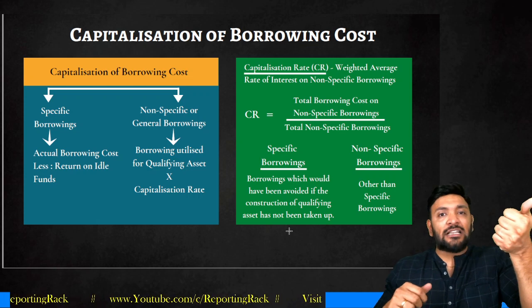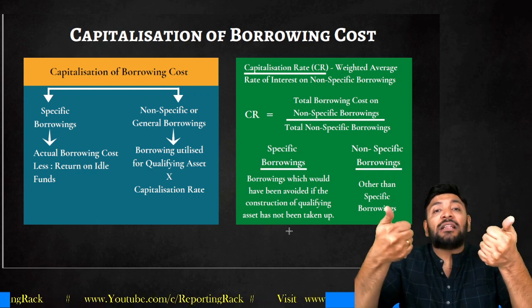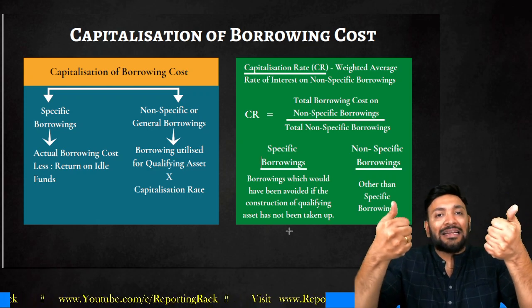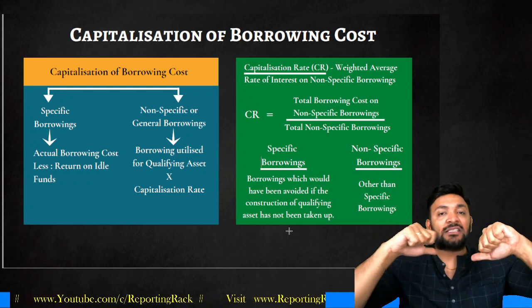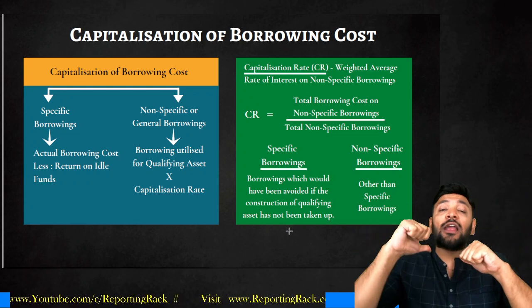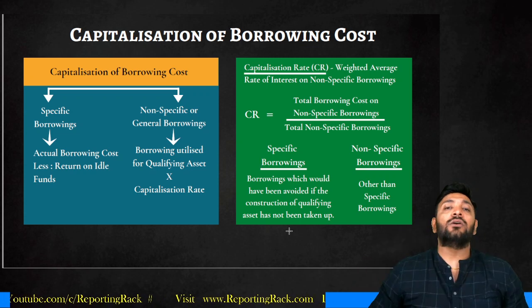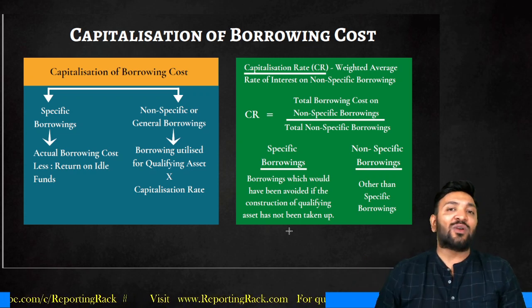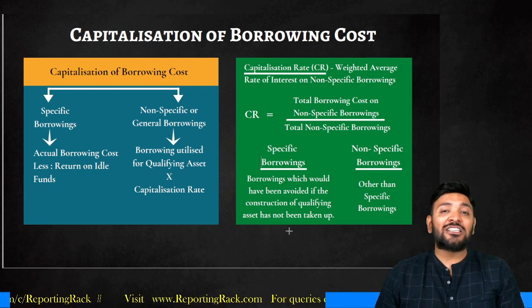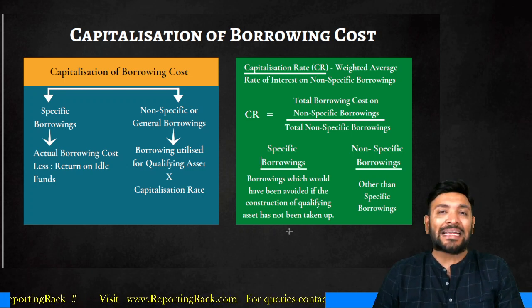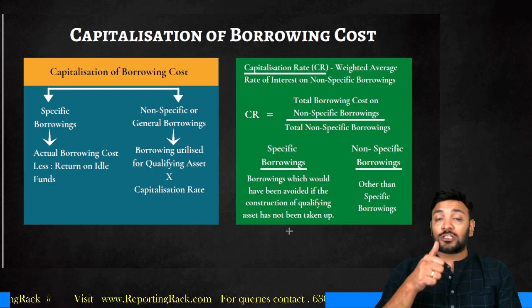So two exclusive statements, two negative statements. I would have avoided this borrowing had there not been this qualifying asset. Or instead, I can put them into positive tense: I would have taken this borrowing only for the purpose of funding this qualifying asset. Either way, you can understand. But as such, the terminology of the standard is sometimes very tricky. Got it? So that is specific borrowing.